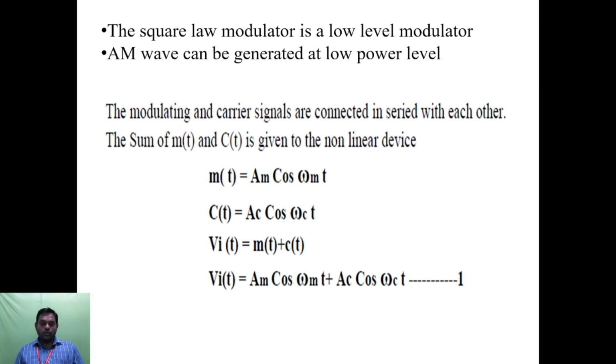So v1 of t, substituting the values of m of t and c of t, is equal to Am cos omega m t plus Ac cos omega c t. Here Am is the amplitude of the modulating signal, omega m is the angular frequency of the modulating signal, and t is the time. Ac is the amplitude of the carrier signal, and omega c is the angular frequency of the carrier signal.